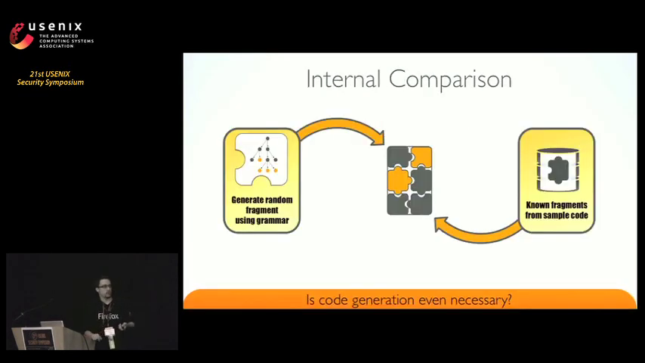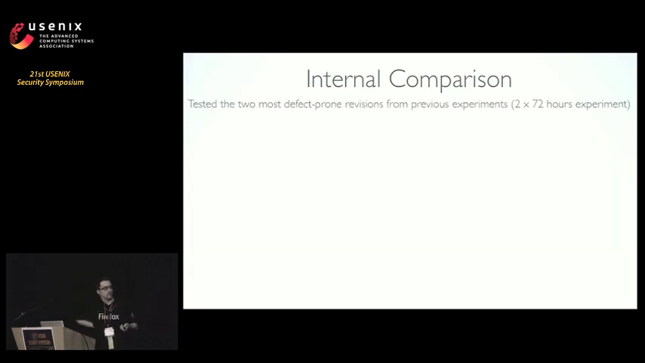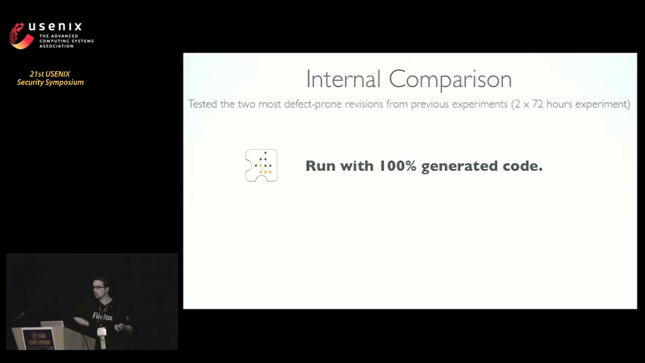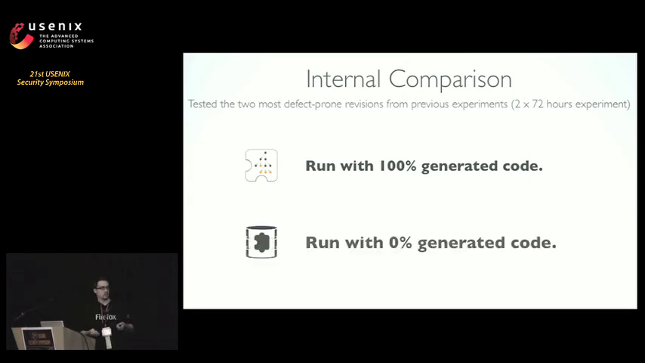What we would like to compare internally is which of the techniques is important. For example, we have this code generation step. Is it even necessary? Could we just make the algorithm simpler, throw away the code generation step, and only use the known fragments? In order to determine that, we tested the two most defect-prone revisions from previous experiments, 3 days, and we performed two runs. The first one was with all code generated, so we only used the code generation algorithm, and the second one was without any code generation.